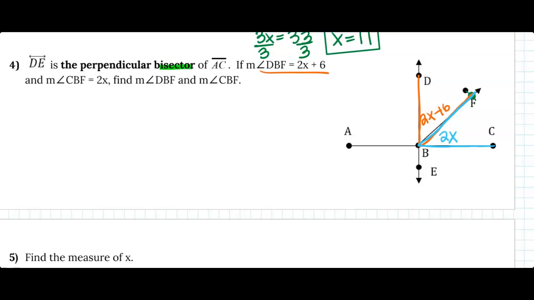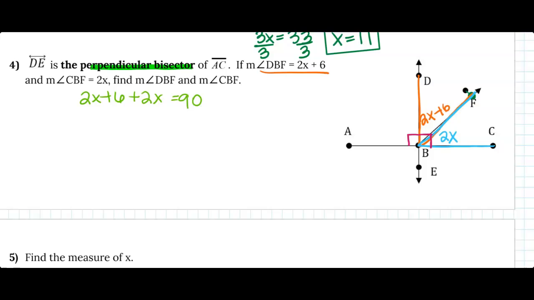Since they told us that it's the perpendicular bisector, that means that this angle is a right angle, and thus all of the angles are right angles around it because it's perpendicular. Bisecting means that it's cutting AC in half, but since we're talking about angles, we don't need that piece of information. We just need to know that these two angles form a right angle, which therefore makes them complementary. So to find x and the angle measures, I would do 2x plus 6 plus 2x is equal to 90.